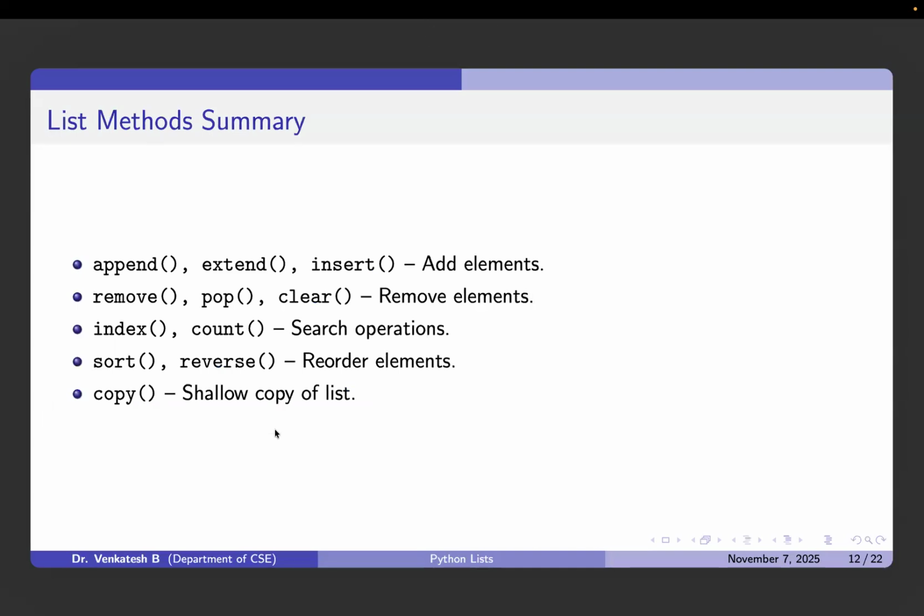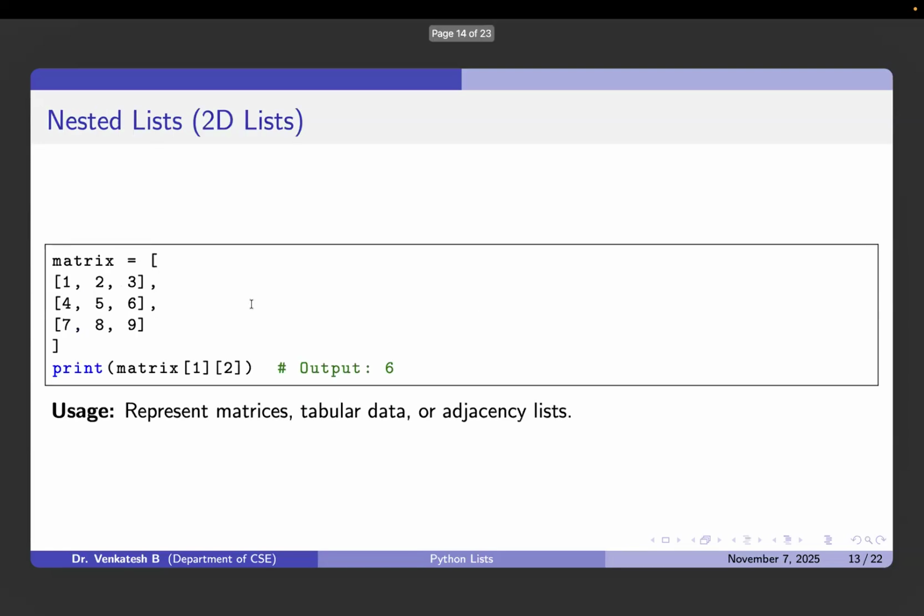Some of the methods that are there in the list are append, extend, insert. These three methods are used for adding elements. Remove, pop, clear can remove elements. Index, count will search. Sort and reverse reorder the elements. Copy makes a shallow copy of the list. Suppose you want a new copy of the list, we can use the copy method. So these are some of the built-in methods that are available in list.